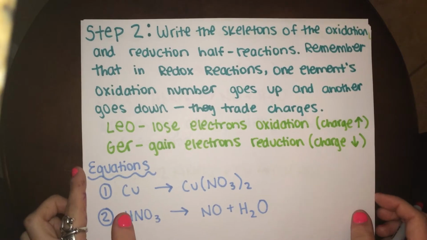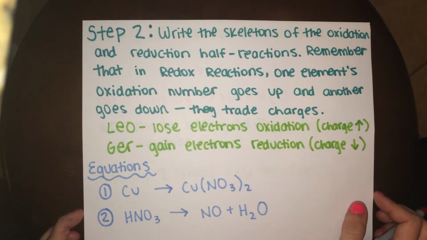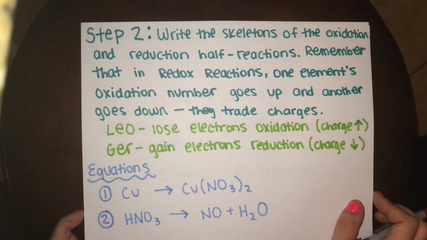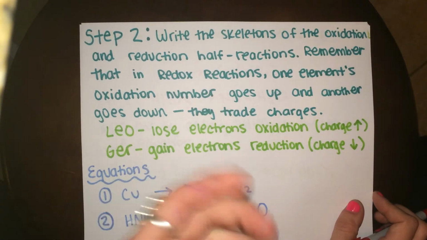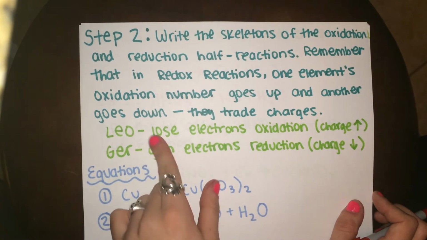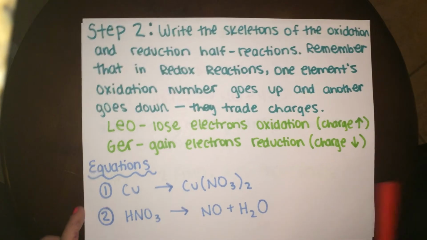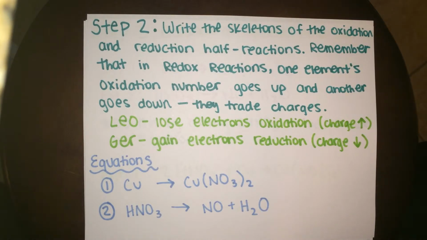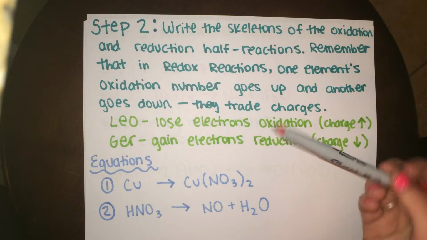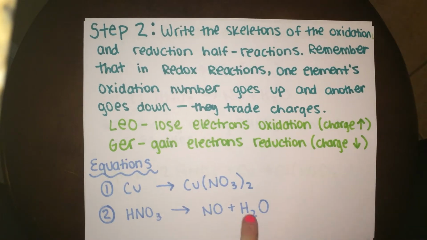Step 2, write the skeletons of the oxidation and reduction half reactions. Remember that in redox reactions, one element's oxidation number goes up and another goes down. They trade charges, basically. LEO GER, that's one way to remember it: LEO means lose electrons, oxidation, the charge goes up, and GER, gain electrons, reduction, the charge goes down. So with the original equation, you create equation 1 and equation 2, where it shows copper and how it yields to the product, the second copper, and then how this one yields to this one.